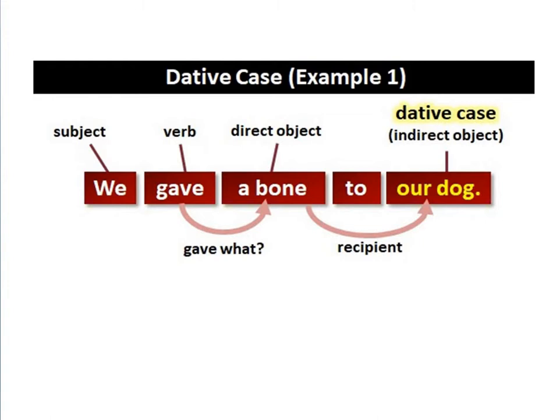So here the indirect object in English grammar is termed as the dative case. So up till now we have studied three cases: the nominative case, which is the subject of the sentence, the accusative case, which is the direct object of the sentence, and we have studied the dative case, which is the indirect object of the sentence.